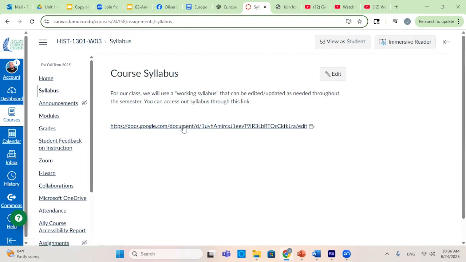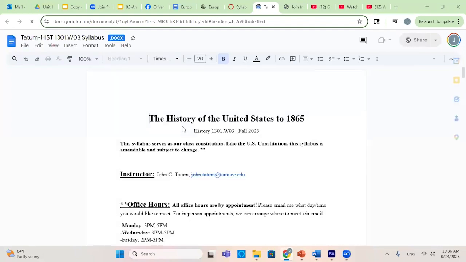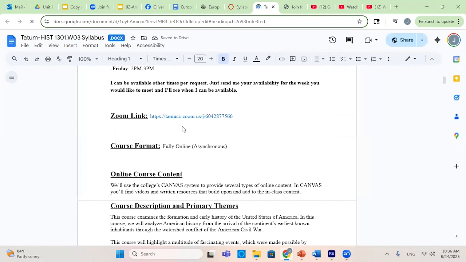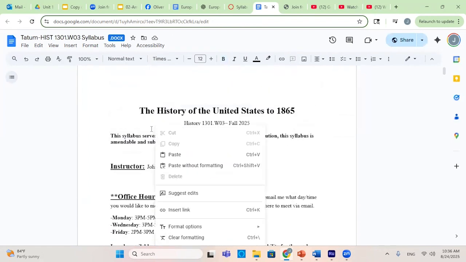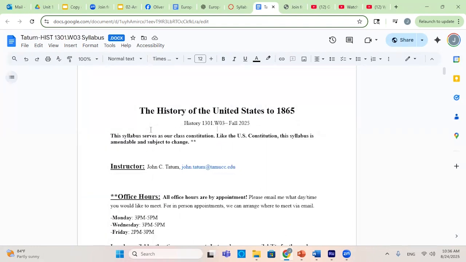I have this editable Google Doc, mainly because there's always points throughout the semester where we need to update a little something here and there. And if that happens, I want to be able to do so without having to create new files and then you having to keep up with which one's the old one, which one's the new one, and getting confused. It's all simply right here in the same place.